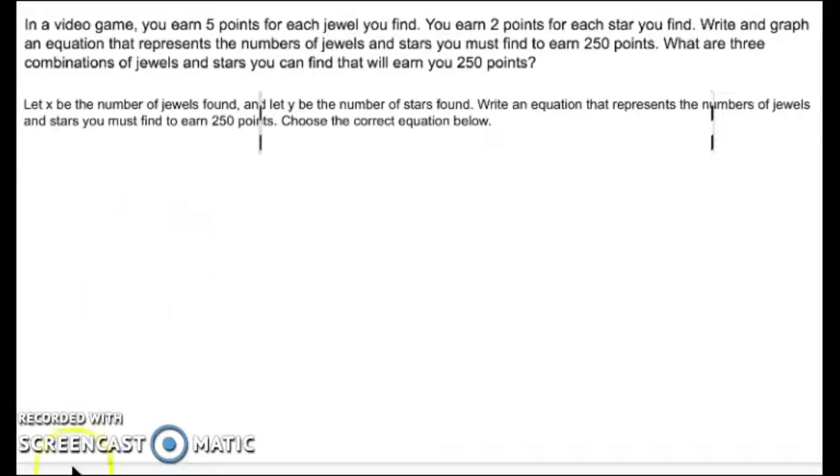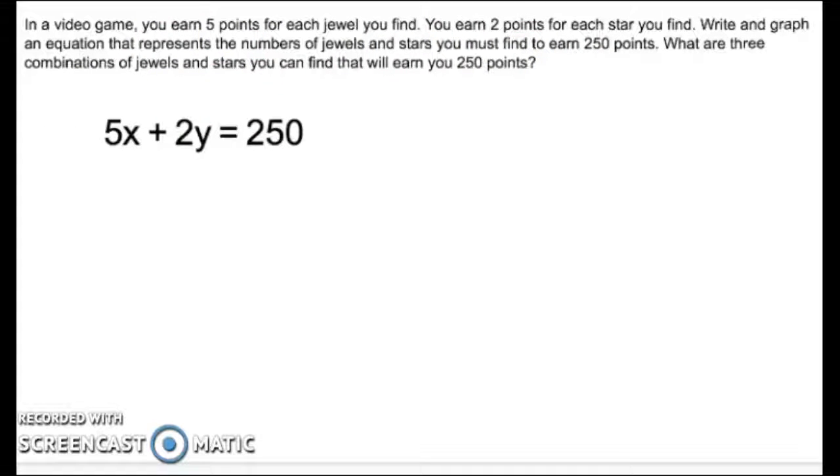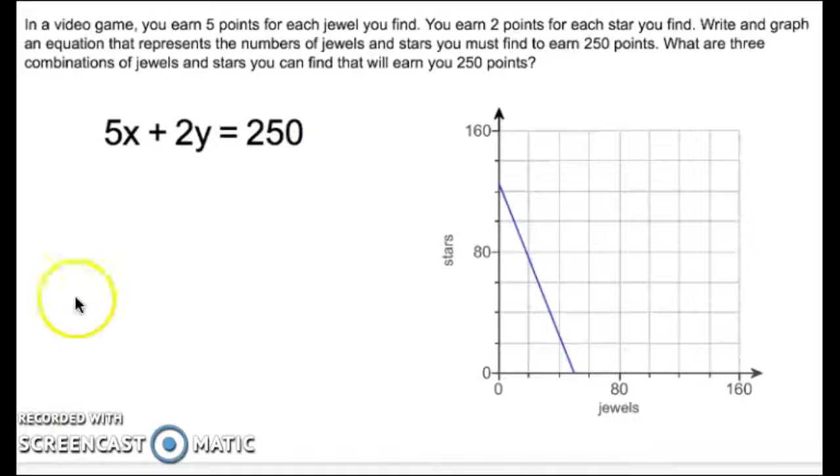Choose the correct equation. We'll have 5x because 5 points for each joule, and x is the number of joules, 2 points for each star, and y stars, so 2y. So 5x plus 2y equals 250. And that's going to be my equation. Now it wants us to graph it.